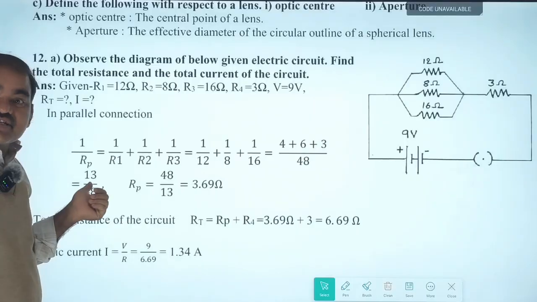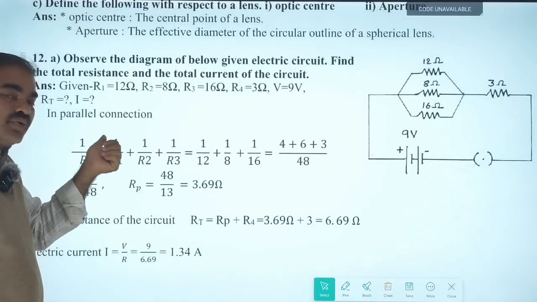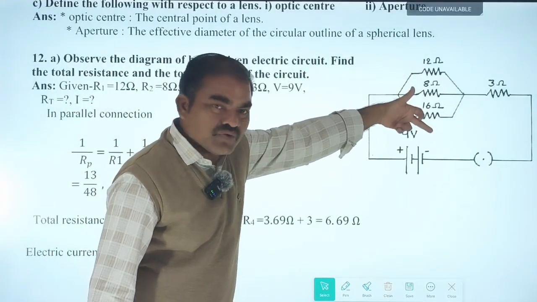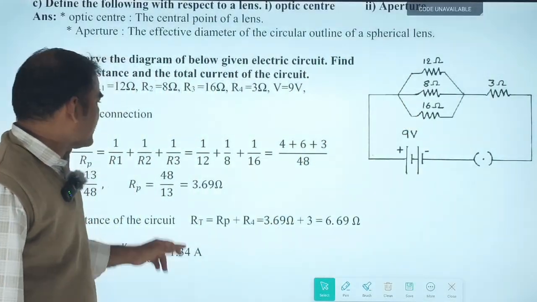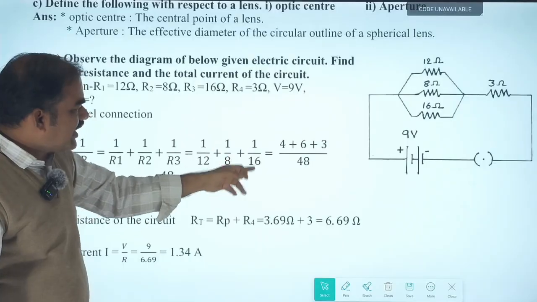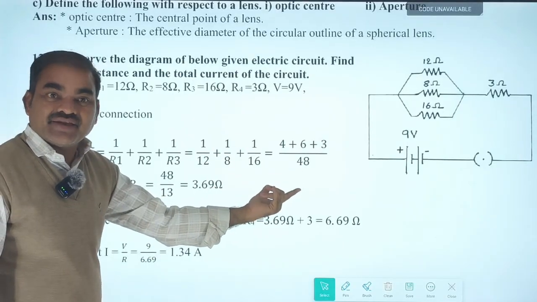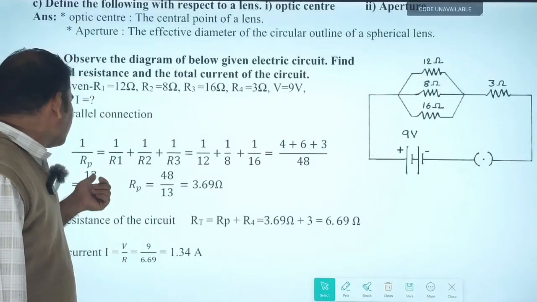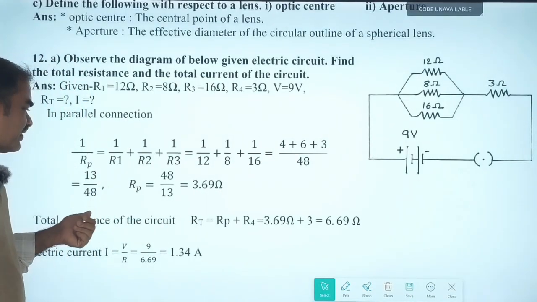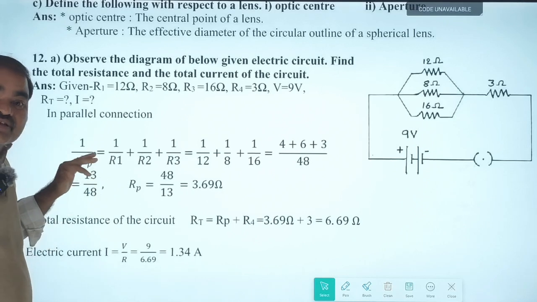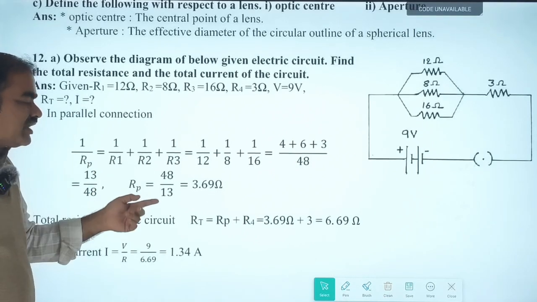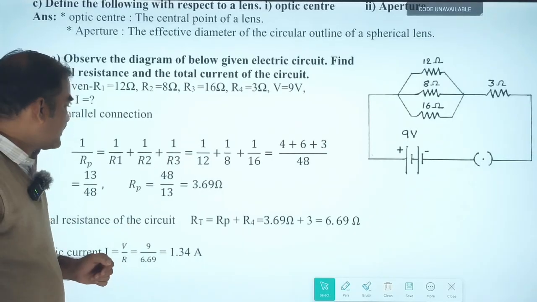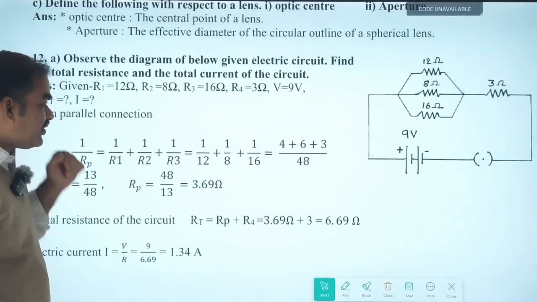For resistance in parallel, 1 by Rp equals 1 by R1 plus 1 by R2 plus 1 by R3. That is 1 by 12, plus 1 by 8, plus 1 by 16. LCM is 48: 4 plus 6 plus 3, that gives 13 by 48. Taking the inverse, Rp is 48 by 13, which gives 3.69 ohms.